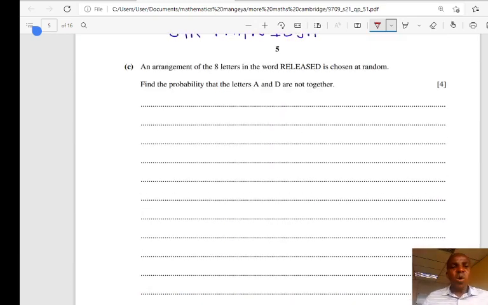Next question. Part C. An arrangement of the 8 letters of the word RELEASED is chosen at random. Find the probability that the letters L and D are not together. Right, not together. The easiest way of working this out is to find the ways in which they are together, then to get not together, you just subtract from the total number of ways available. So first, the number of all possible outcomes, given that there's no restriction.